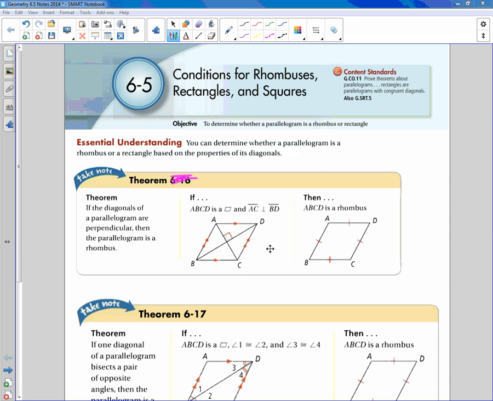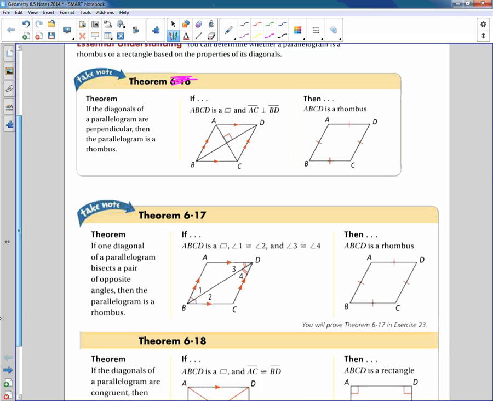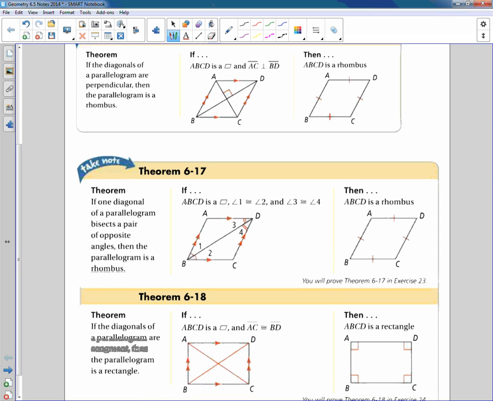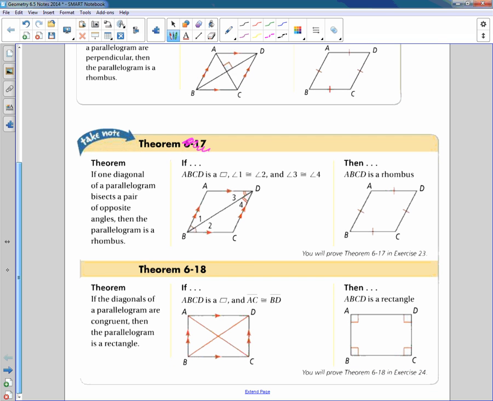Would be the converse, right? So this one says if the diagonals are perpendicular, then what? It is a rhombus. Very good. Okay, then the next one we have is if the diagonals are angle bisectors, then it's what? A rhombus. Again, notice that we're just using the converses, right?